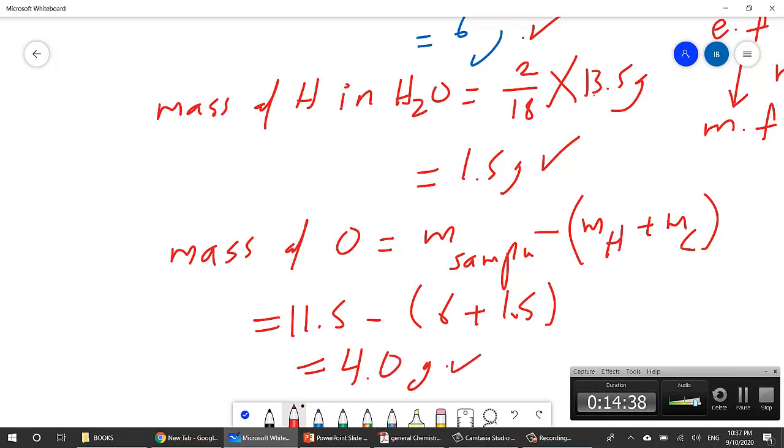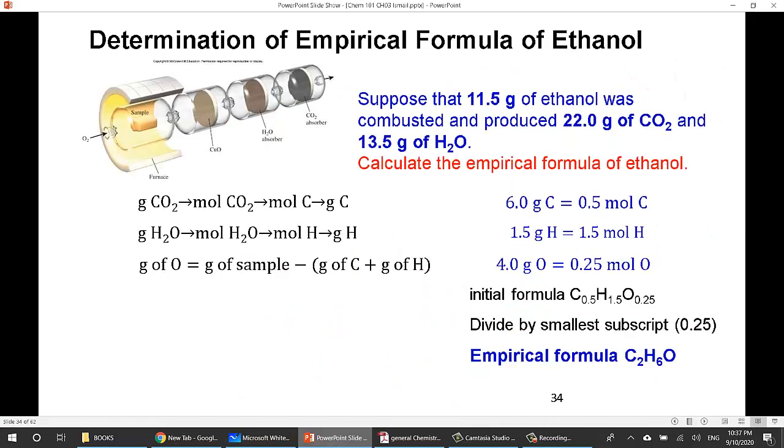That's good. Now we are done with this. So going back to my slides, you see here I figured out how many grams of carbon I have, 6 grams, 1.5 grams, and 4 grams. And now you can figure out the empirical formula. You just change that into moles. So 6 divided by 12 is half, 1.5 grams divided by 1 is 1.5, and the 4 grams of oxygen divided by the atomic mass of oxygen, which is 16, will give you 0.25. That should give you C0.5 H1.5 O0.25 as an initial formula.